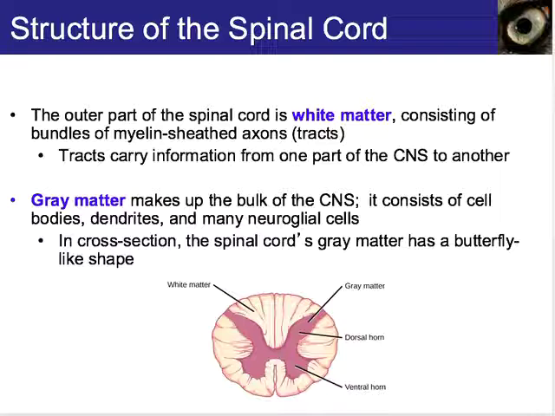The outer part of the spinal cord is called white matter. It consists of bundles of myelinated axons, or tracts, and the tracts carry information from one part of the CNS to the other. So think of your white matter as kind of like the superhighway of information from your peripheral nervous system through your central nervous system. The gray matter makes up the bulk of your central nervous system, and it consists of cell bodies, dendrites, and many neuroglial cells. And you've probably heard a lot of people referring to your brain as gray matter.